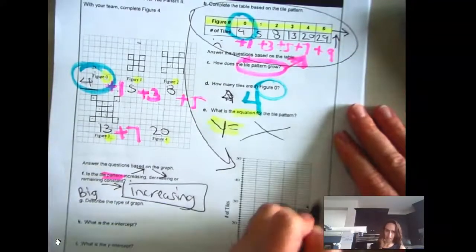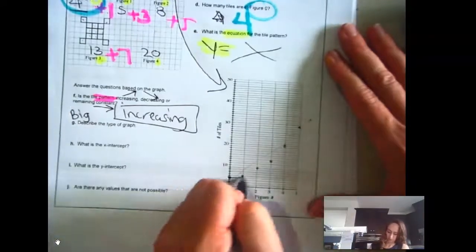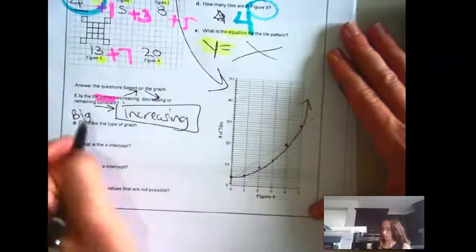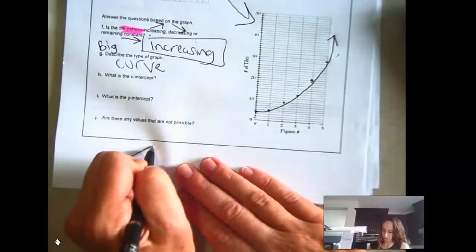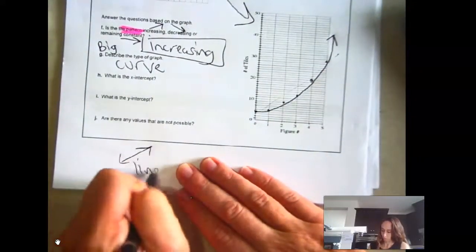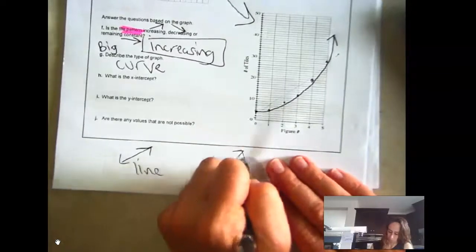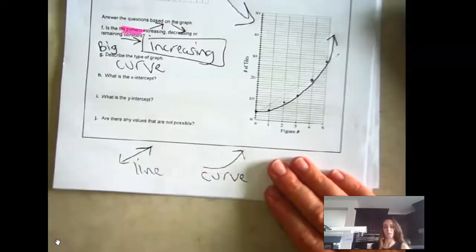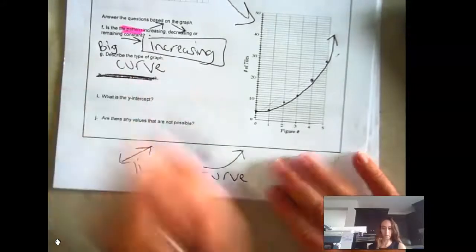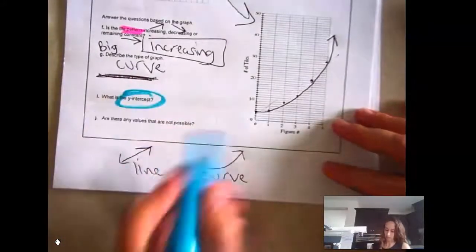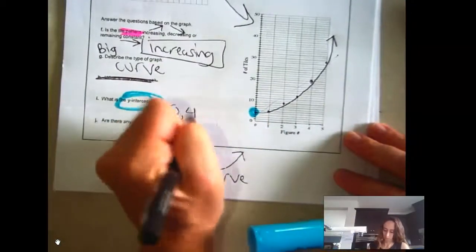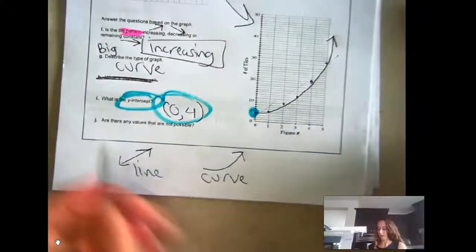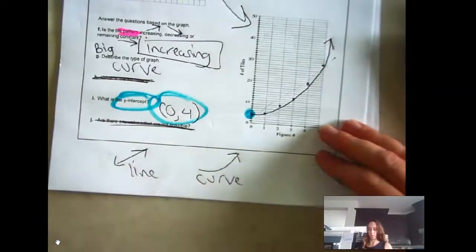So is this one a line? No. It's kind of a curve. So let's do this. This is a line. This is a curve. I don't care about this. I care about this. Boom. What is that point? 0, 4. And I don't care about that. Okay, let's go to the next page.